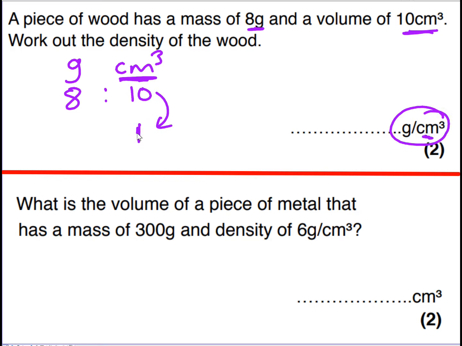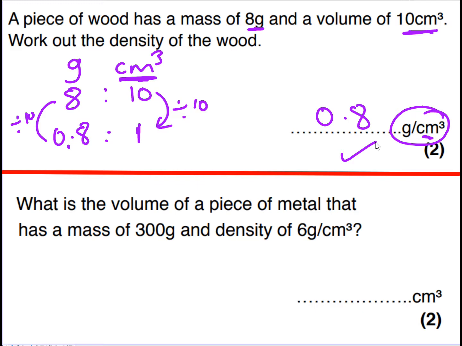to get its density in this format, per centimetre cubed, we have to force this to be the number 1. So we divide it by 10. That means we divide this side by 10 to get 0.8. So the density is 0.8 grams per every centimetre cubed. And that gets you your 2 marks.